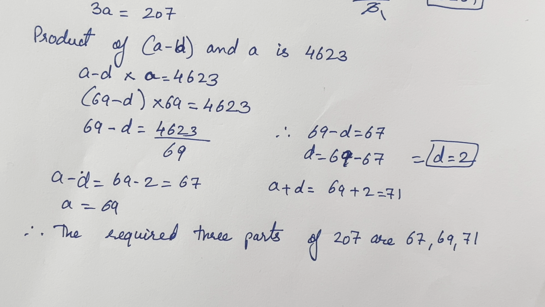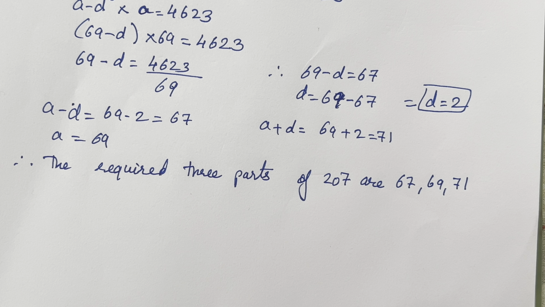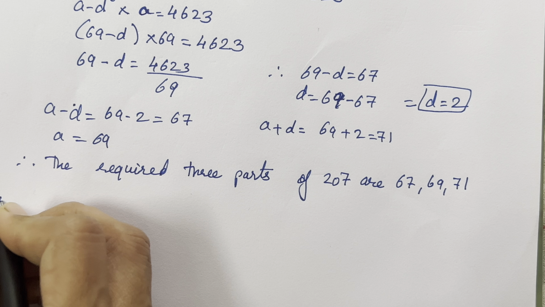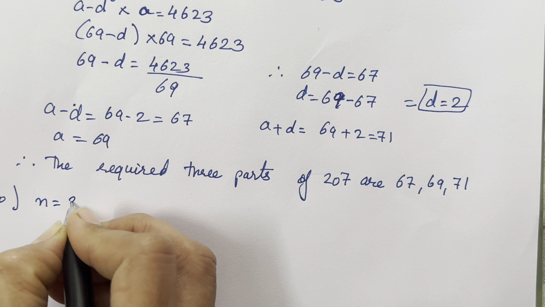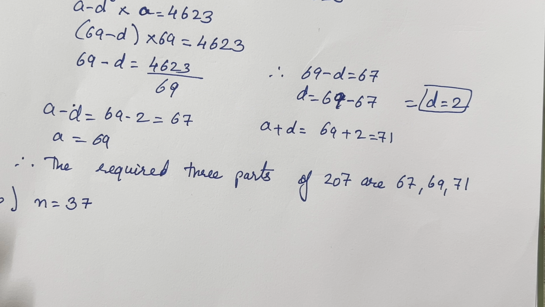Got it? Now let's move on to the 10th question. There are 37 terms in an AP. The sum of the three terms placed exactly in the middle is 225, and the sum of the last three terms is 429. Find the AP. So in this question, N is supposed to be 37, because there are 37 terms, which has already been given.